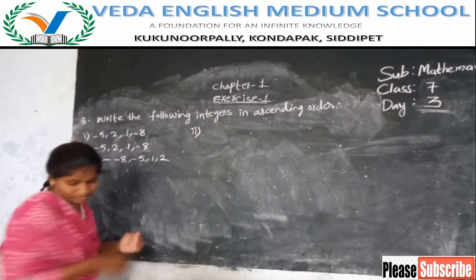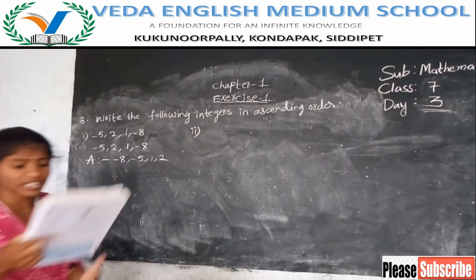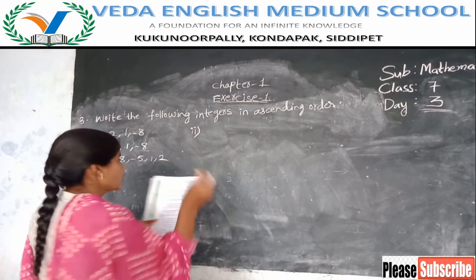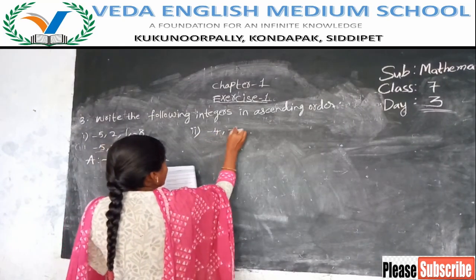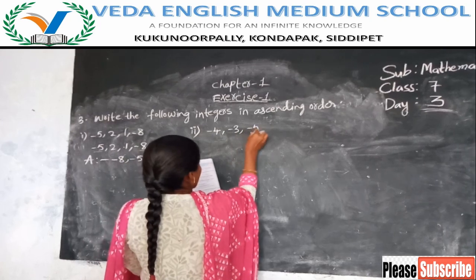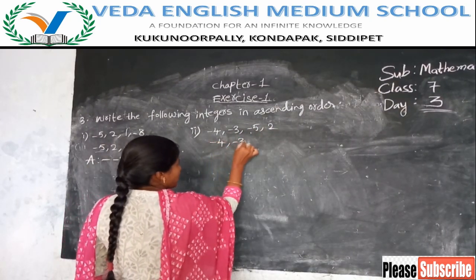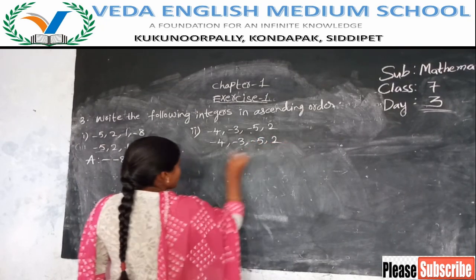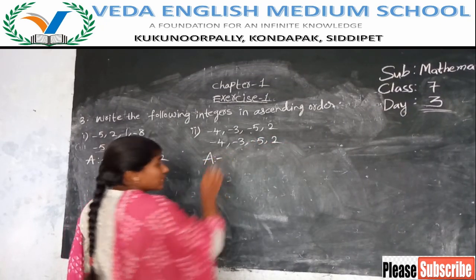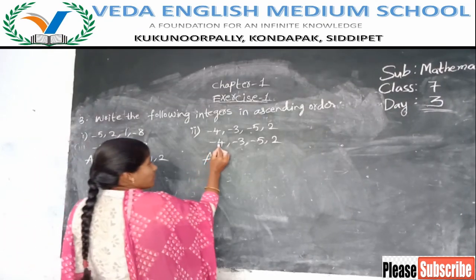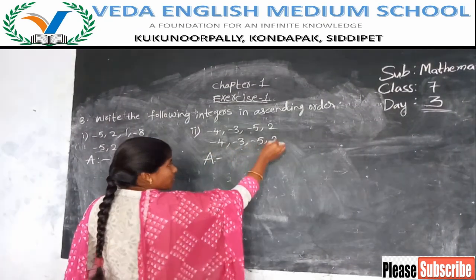Now see the second one. What is the second question? Minus 4, minus 3, minus 5, 2. Now we have to arrange these numbers from small to big, ascending order. The arrangement of numbers from smaller number to greater number is known as ascending order.